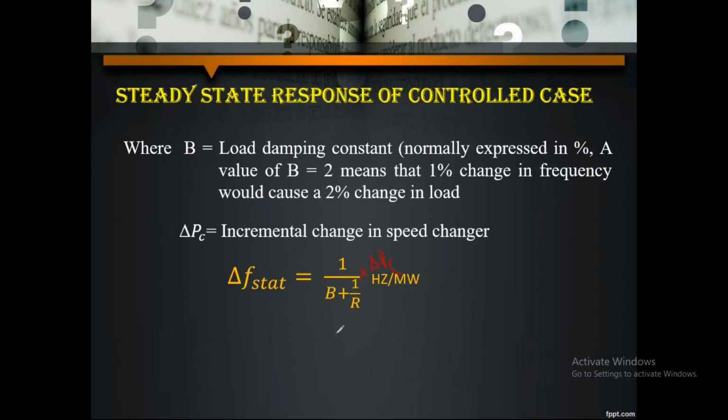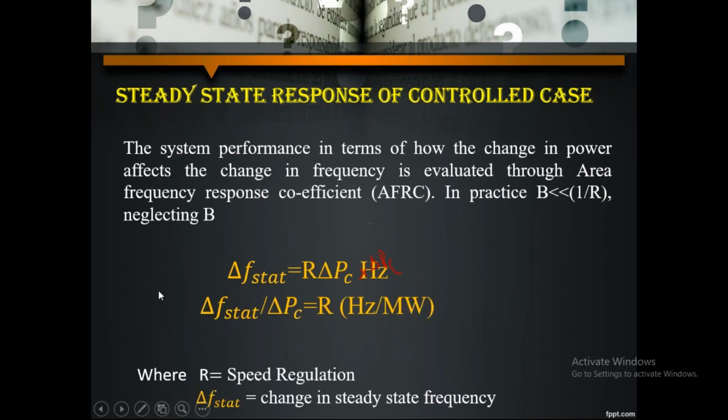Now we have to relate the value of B with respect to 1 by R. The system performance, in terms of how the change in power affects the change in frequency, is given by the area frequency response coefficient. In this case, B is less than 1 by R. So we eliminate the B value, then we will get R. We have 1 divided by B plus 1 by R, right? When B is eliminated, you will get 1 divided by 1 by R, so it comes to the numerator, and finally we get the R value here.